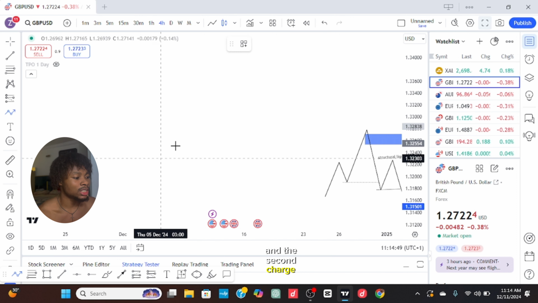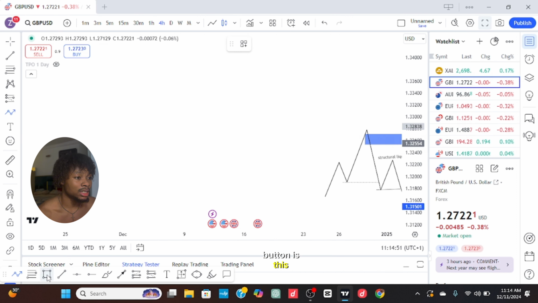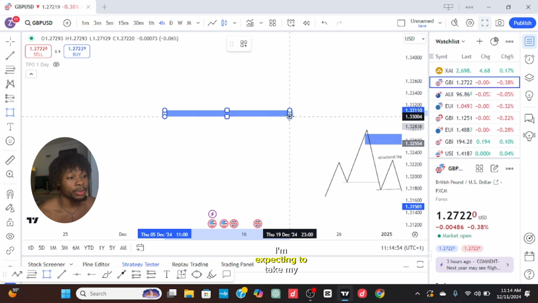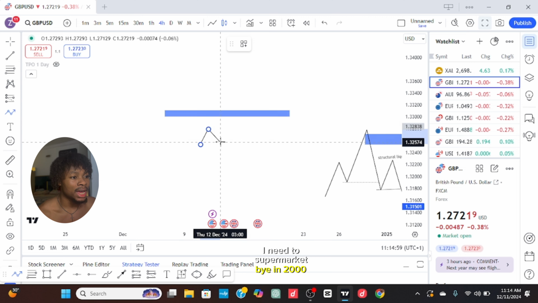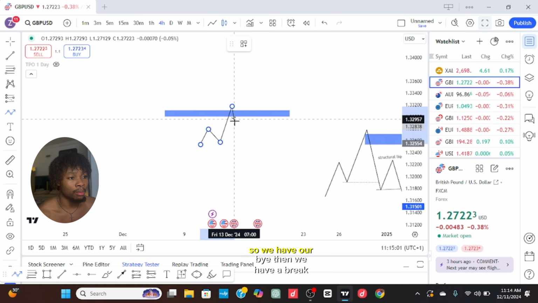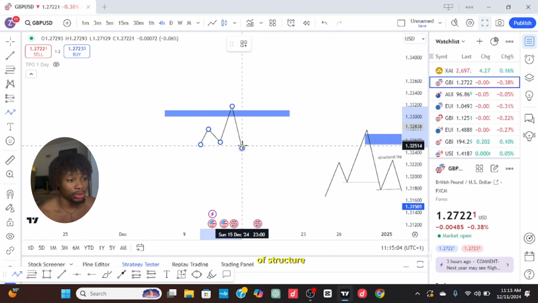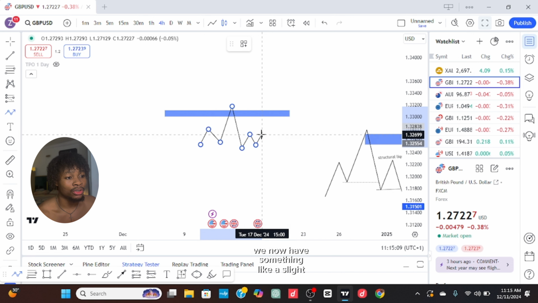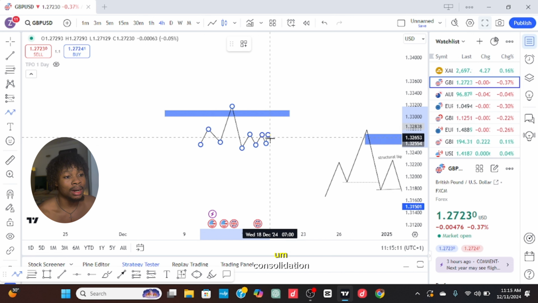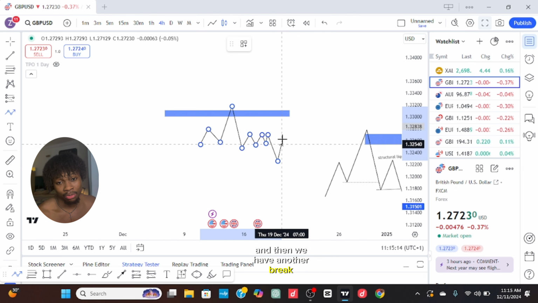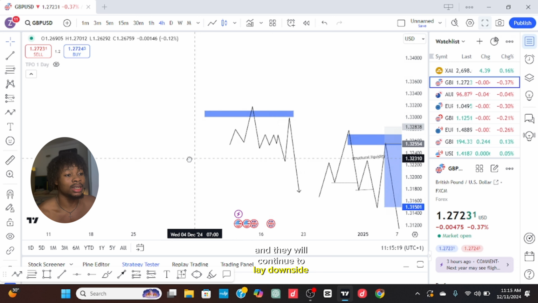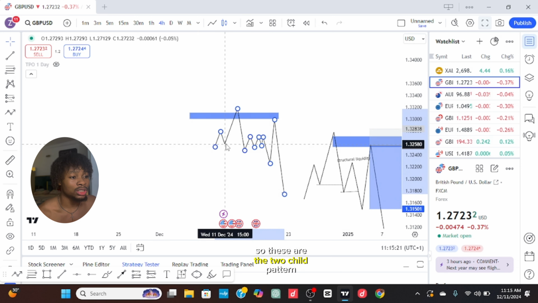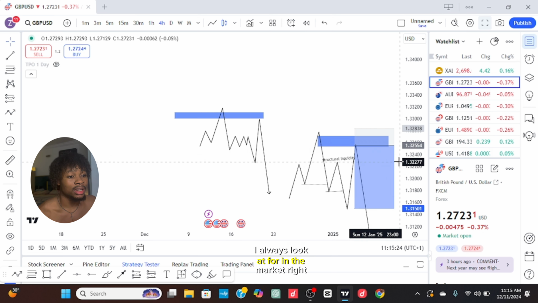And the second chart pattern is this. So let's say I'm expecting to take my entry somewhere here. I need to see market buy into that zone. So we have our buy, then we have a break of structure, but this time around, instead of having double break of structure, we now have something like a slight consolidation, and then we have another break, then price now comes back, and then we continue to the downside. So these are the 2 chart patterns I always look for in the market.